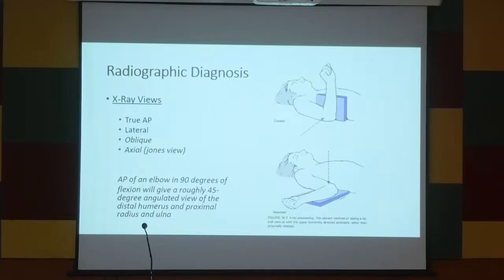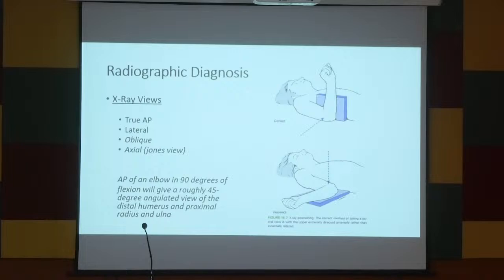Now, what are the X-rays? Suppose a child is coming and you are suspecting a fracture. The first thing that you will order is an X-ray. Basically, you will order a true AP, a lateral, oblique, and axial view. Axial view is not needed, I mentioned it just for completion's sake. Mainly, you have to do an AP and a lateral X-ray.